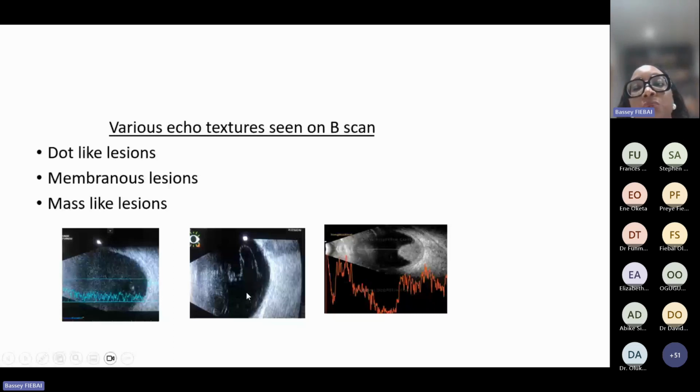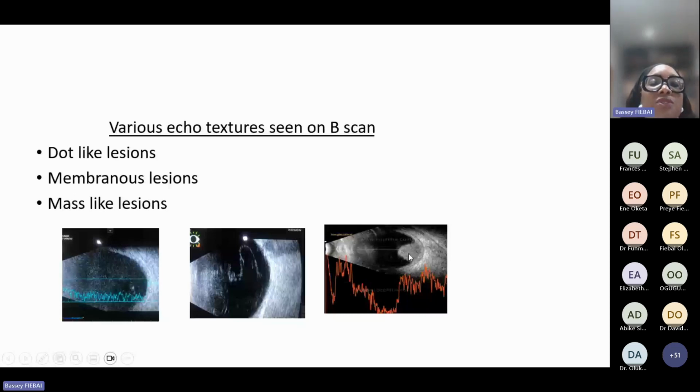The other echo texture that is commonly seen are mass-like lesions. So you can see this is a mass-like lesion, and this also you can study using the A scan to see the nature of the spikes, the strength or the amplitude of the spike over this area.